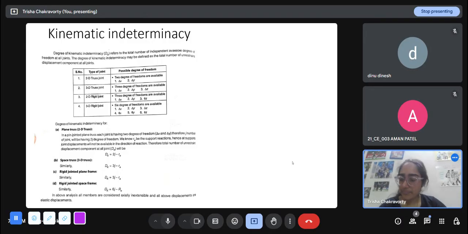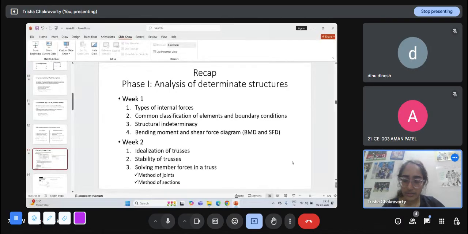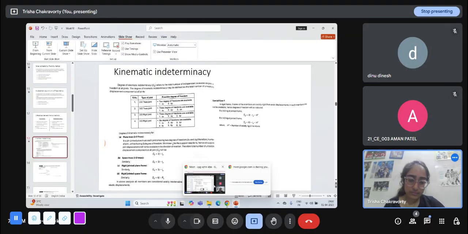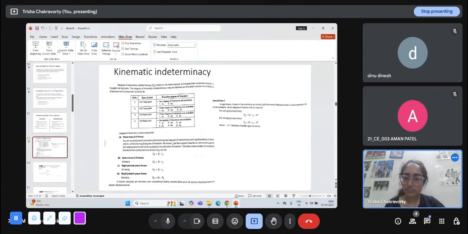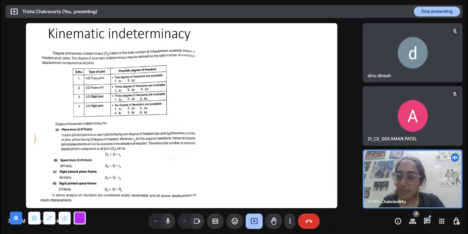Kinematic indeterminacy. The degree of kinematic indeterminacy refers to the total number of independent available degrees of freedom at all joints. It may be defined as the total number of unrestrained displacement components at all joints. So, what are the displacement components? That is not restricted only to translational displacement. It also means the available rotation.